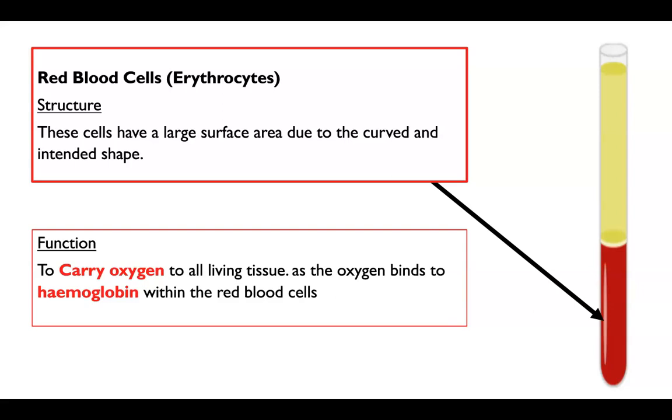Or which blood cells carry oxygen? Red blood cells. Which blood cells contain hemoglobin to help carry oxygen? Red blood cells. So you get the idea. That is the composition of blood.